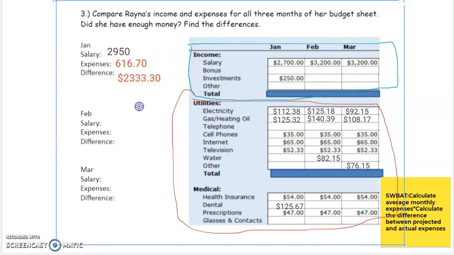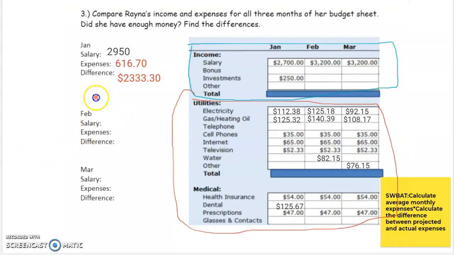So why don't you guys finish up with the calculations for February and for March, and that's just going to be right here. So February, you've got your income, and then you're adding up your expenses. March, you've got your income, you're adding up your expenses.